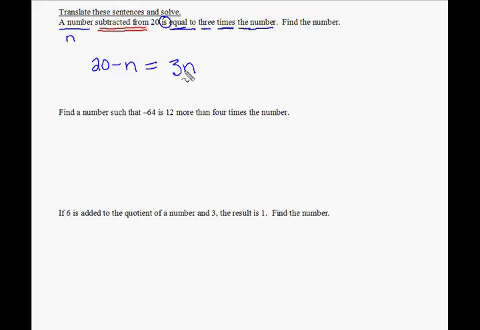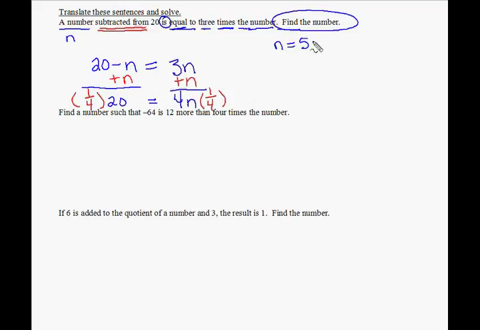Since n is on both sides of the equation, we need to get the variable all together on one side of the equation. So we can add n to both sides. 20 equals 4n. But we still need to get n alone. 4 is being multiplied to the n, so I will multiply both sides of the equation by the reciprocal. When we simplify this result, we get that n is equal to 5. But in a word problem, we need to actually answer in words. The number is 5.